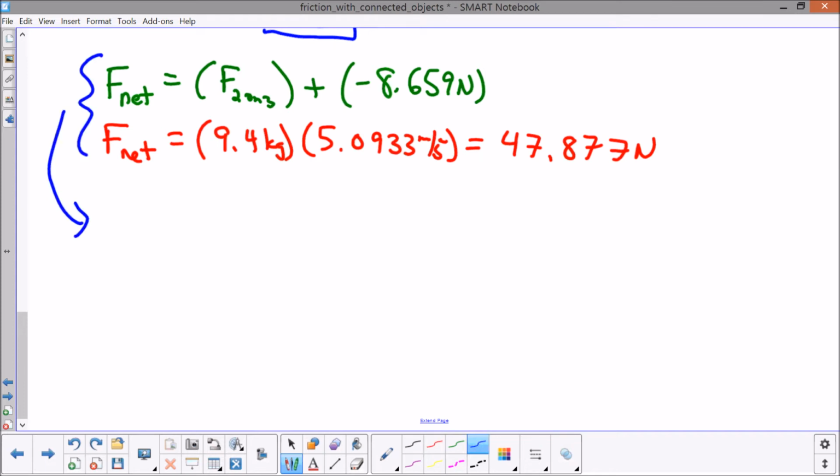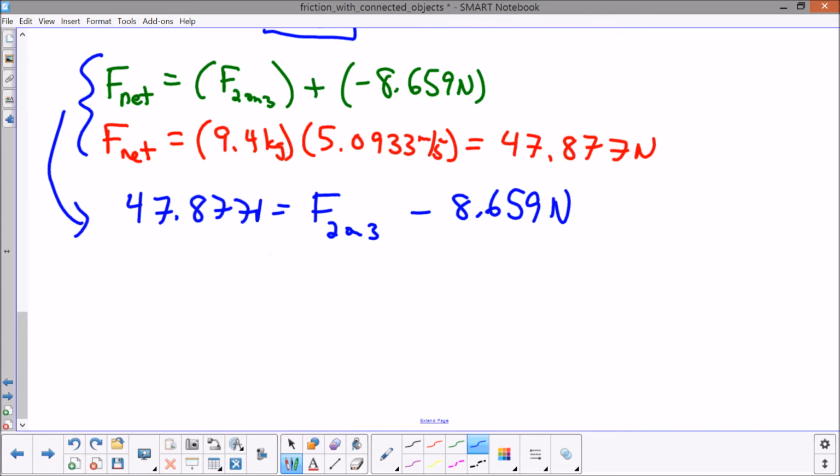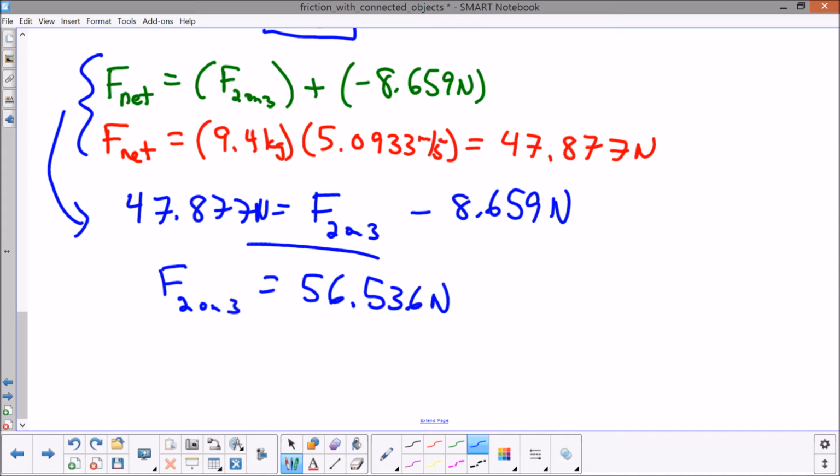And so then combining those two equations together, I have 47.877 equals the force of 2 on 3 minus 8.659 newtons. So the force of 2 on 3 is 56.536 newtons. And this is ultimately what we were looking for. We were looking for the force of box 2 on box 3.